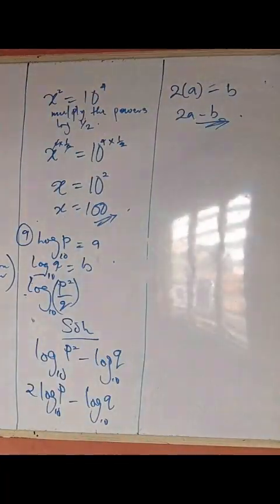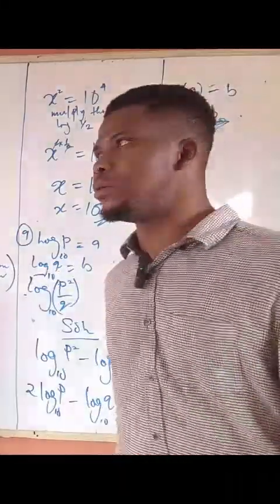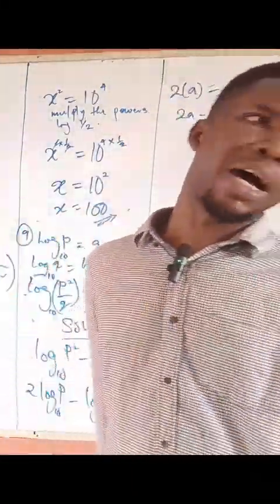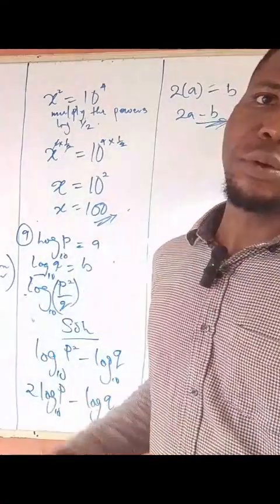2a minus b. So number 10, please. Your question still remains 11 to 20. After this one, I expect you to apply the knowledge I've taught you now. You now solve that 20. You solve it again.